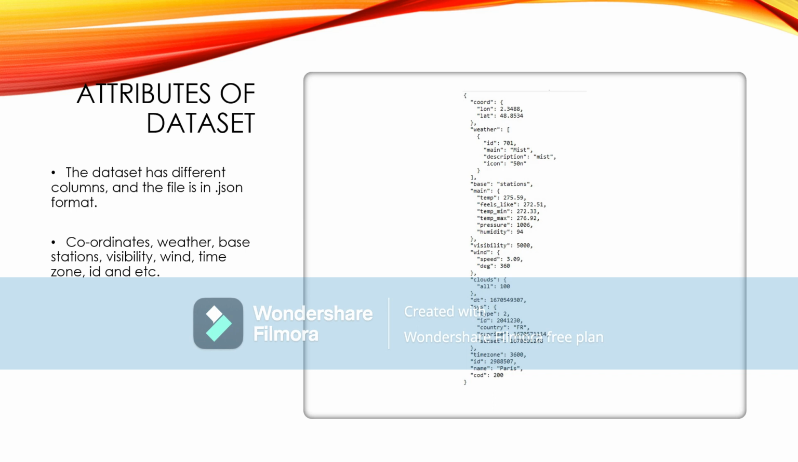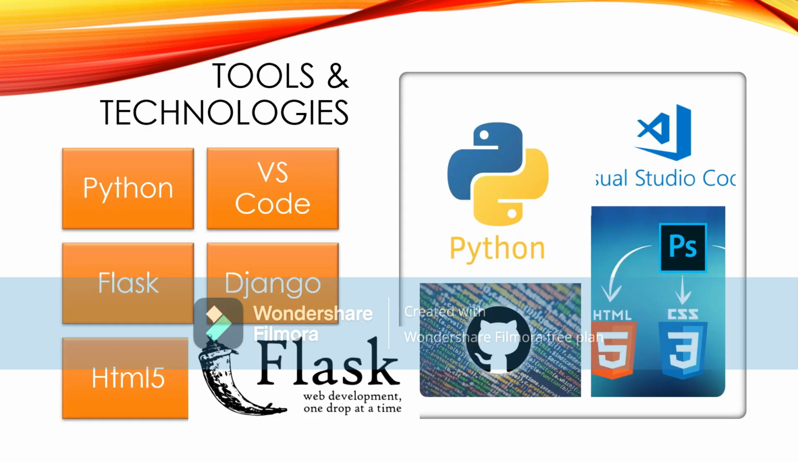Moving to the next slide, it's about tools and technologies. We use Python to do this project, and we use Visual Studio Code to edit and type the code. Flask is used for creating the web application, and Django is used as a web framework. HTML is used to develop web pages, and these are all the tools that we have used in this project.